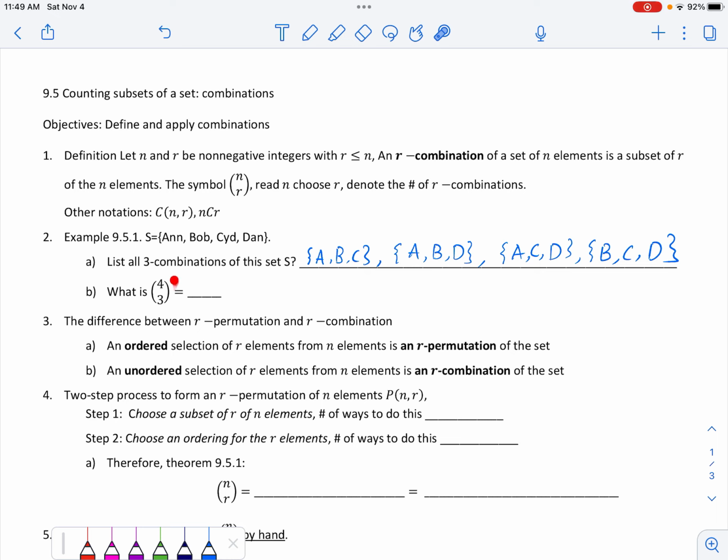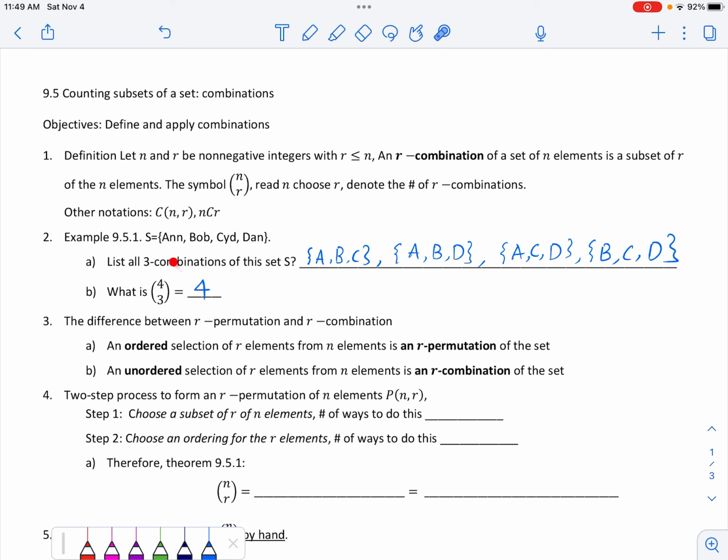Now, what is 4 choose 3? 4 choose 3, n choose r, means the number of r combinations. In this case, the number of 3 combinations. That's 4. We already listed that.